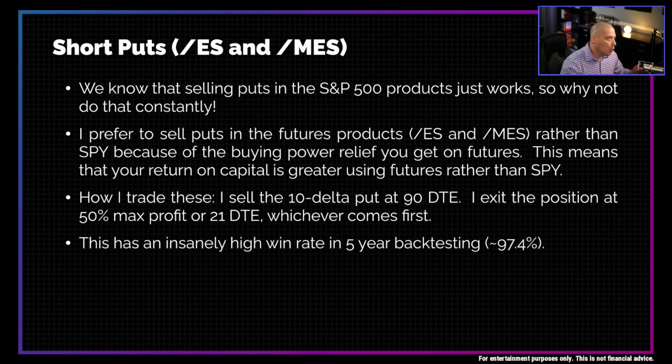So number one among my core trading strategies has to be short puts in the ES and the MES. So we know that selling puts in the S&P 500 products, it just works. The S&P 500 tends to go up over time, and short puts are a fantastic way to profit, right? It's a trade that definitely has positive expectancy. If you do it over and over again, you're practically guaranteed to make money as long as you manage your risk appropriately. So when you find something that has positive expectancy, why not do that constantly? And that's what I'm doing.